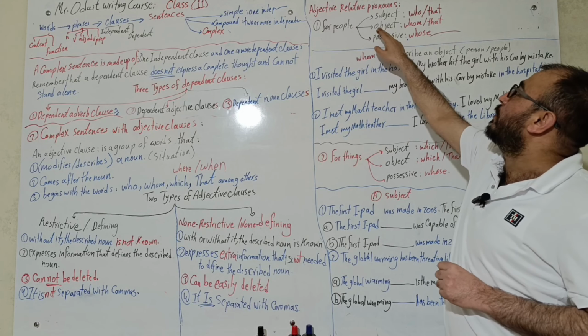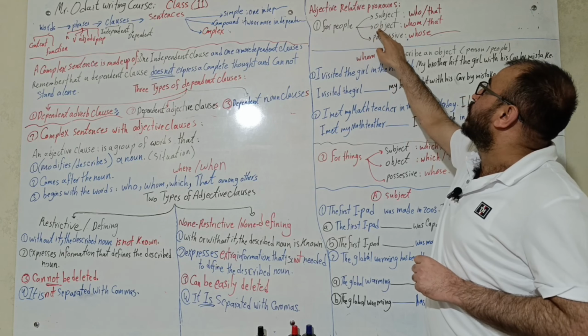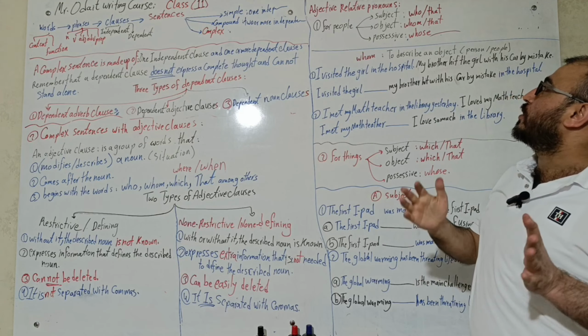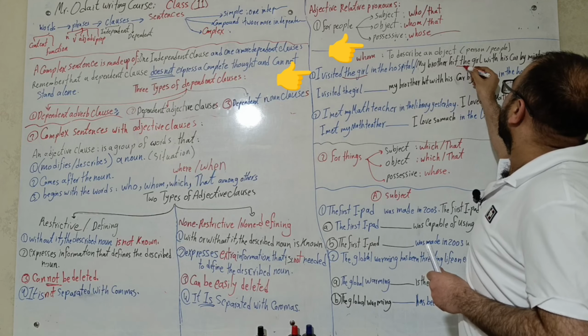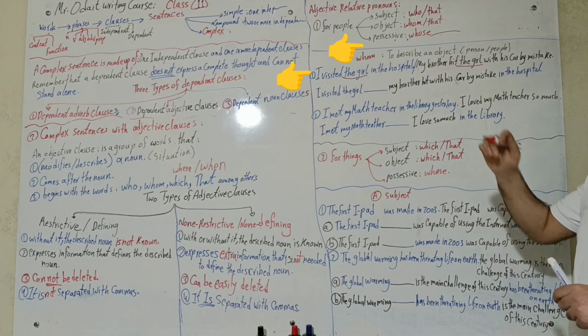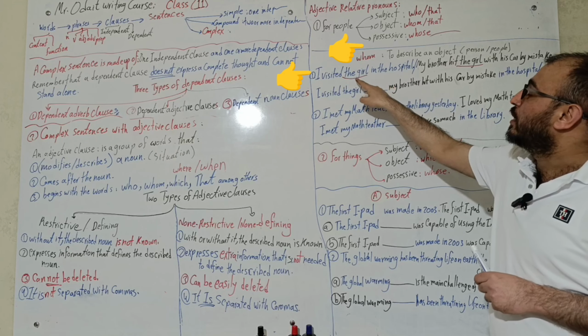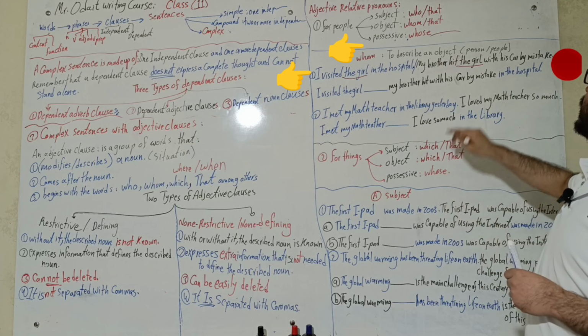Now, my friends, let's talk about the relative pronoun for people when the person or people are in the position of an object. I have here two examples. The first example: I visited the girl in the hospital. Till here, the first simple sentence finishes. And the second one: My brother hit the girl with his car by mistake. As you notice, the girl is repeated in both sentences, and here it is the object, and here it's an object.